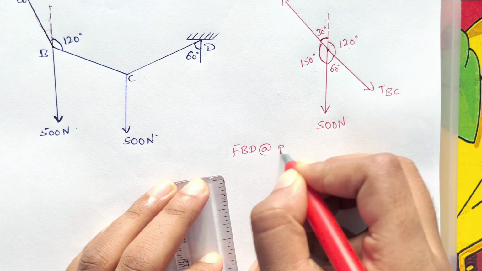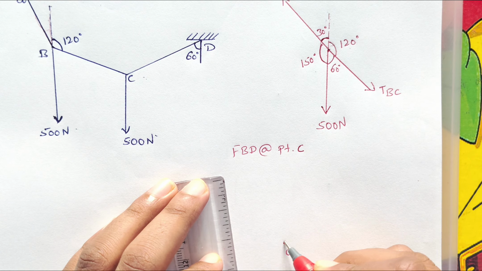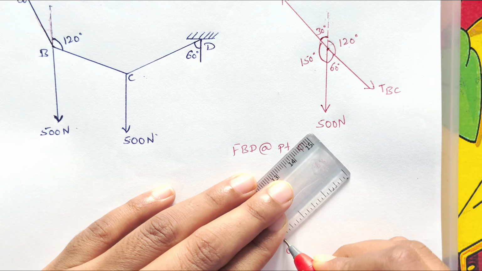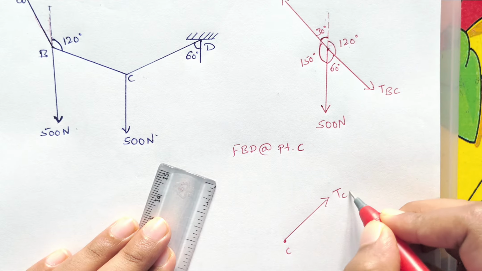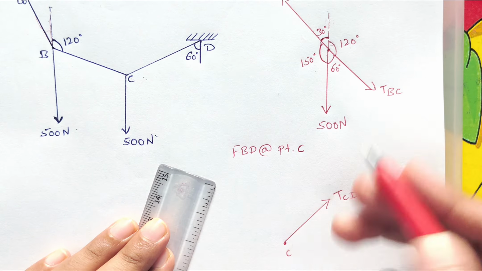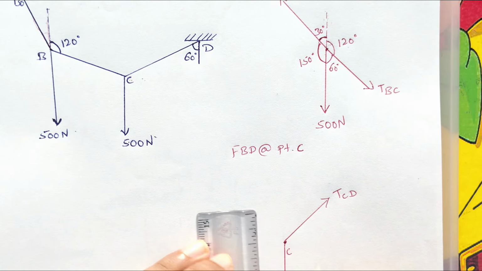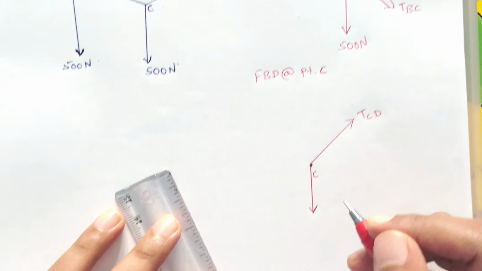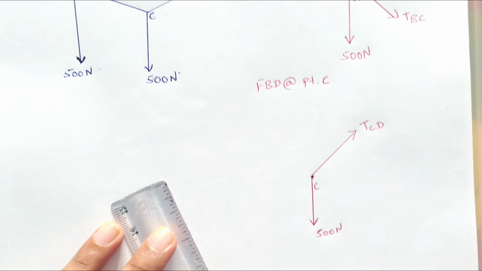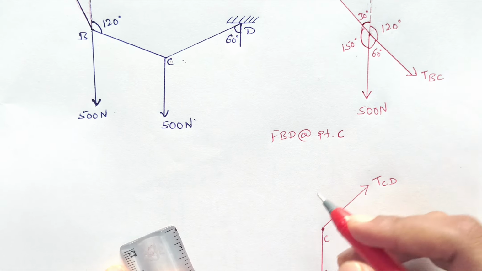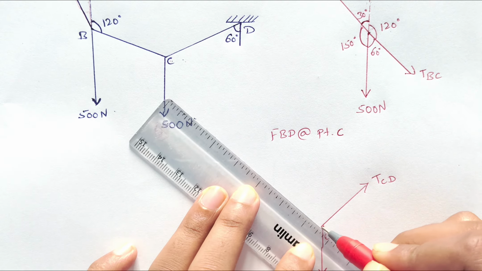FBD at point C. So this is point C, and this one is tension force CD. This one is weight. How much is it? Weight is 500 Newton, correct? Okay. So next, another tension you have to draw.